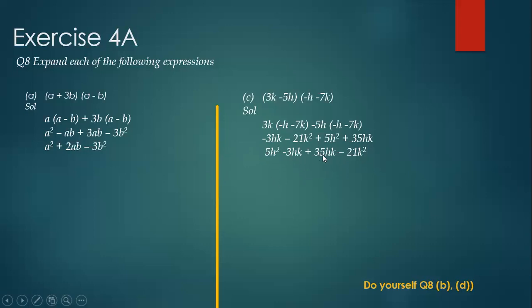Now you're going to solve the middle term here, which is both hk. So 35 minus 3 gives you 32. So the answer would be 5h square plus 32hk minus 21k square. Please pause the video and solve question number 8, B and D parts. Let's proceed to the next question.